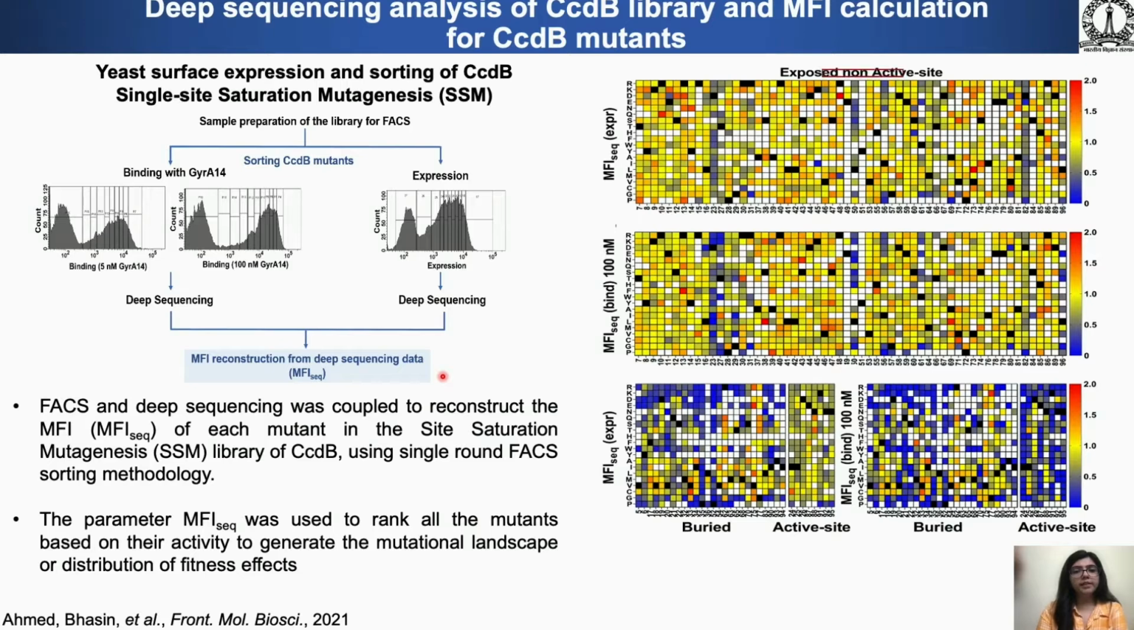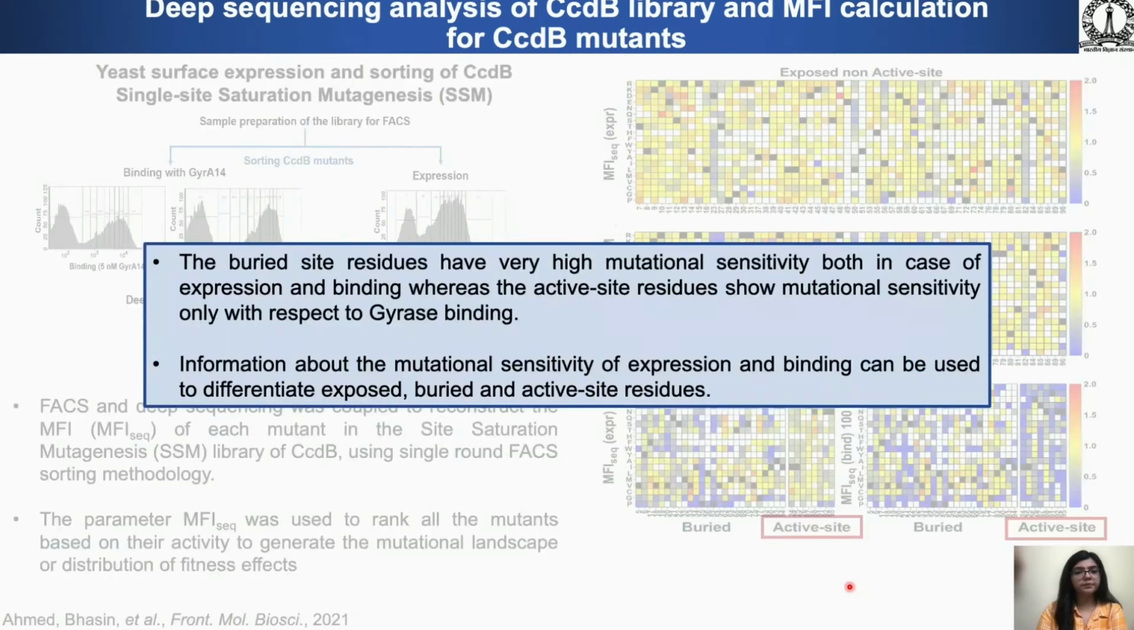What we can see here is that for the exposed non-active site residues, mutations did not affect either the degree of surface expression or the binding to gyrase A14. On the other hand, when we look at the buried residues, we see a high mutational sensitivity for both expression as well as binding. When we look at the active site residues, we see that they show mutation sensitivity only with respect to gyrase binding, whereas the expression seemed to be unaffected by the mutations in the active site residues.